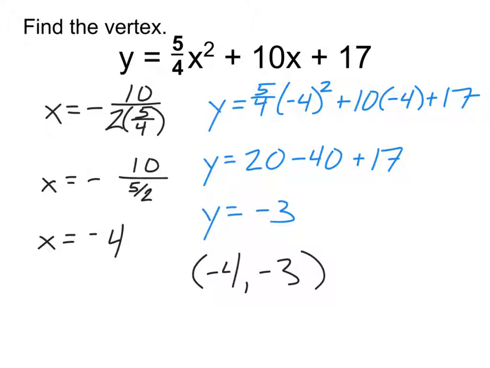So when all said and done on this one, you end up with an answer of -4, -3. Now, a little side note on this one, though, because in this case, what if we went to graph it? You would put your first point at -4, -3, but then where would you go from there? You go over 1 and up 5/4. 5/4, like 1 1/4 there.